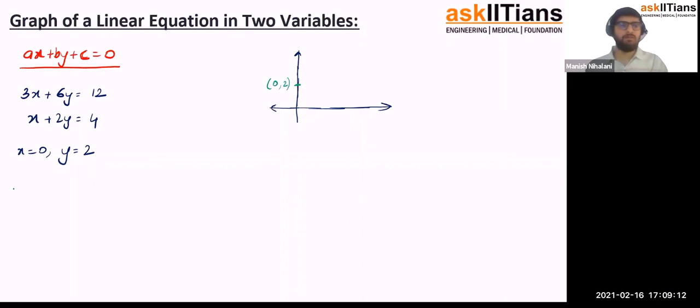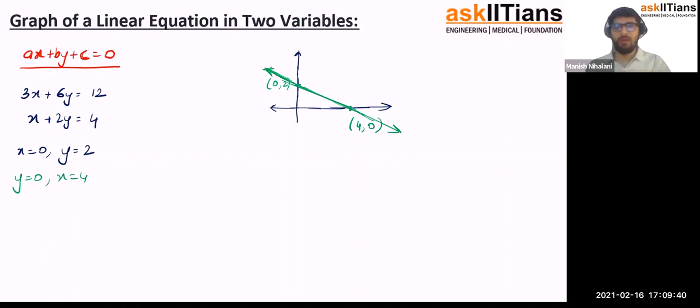Okay. Similarly, when y is 0, what will be the value of x? You would say x is 4. So when y is 0, x is 4. So you would say 4 comma 0. Now if you connect these 2 points, you would be able to see the graph of a straight line. So this is how the graph of a linear equation in two variables looks.